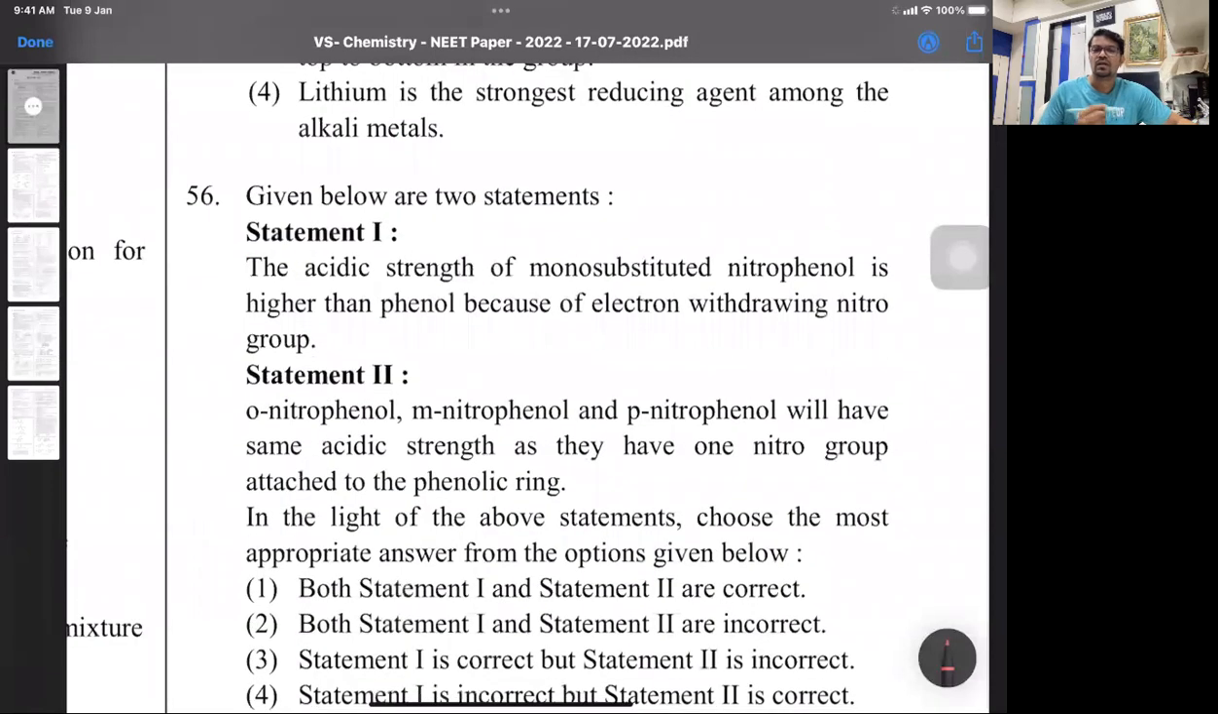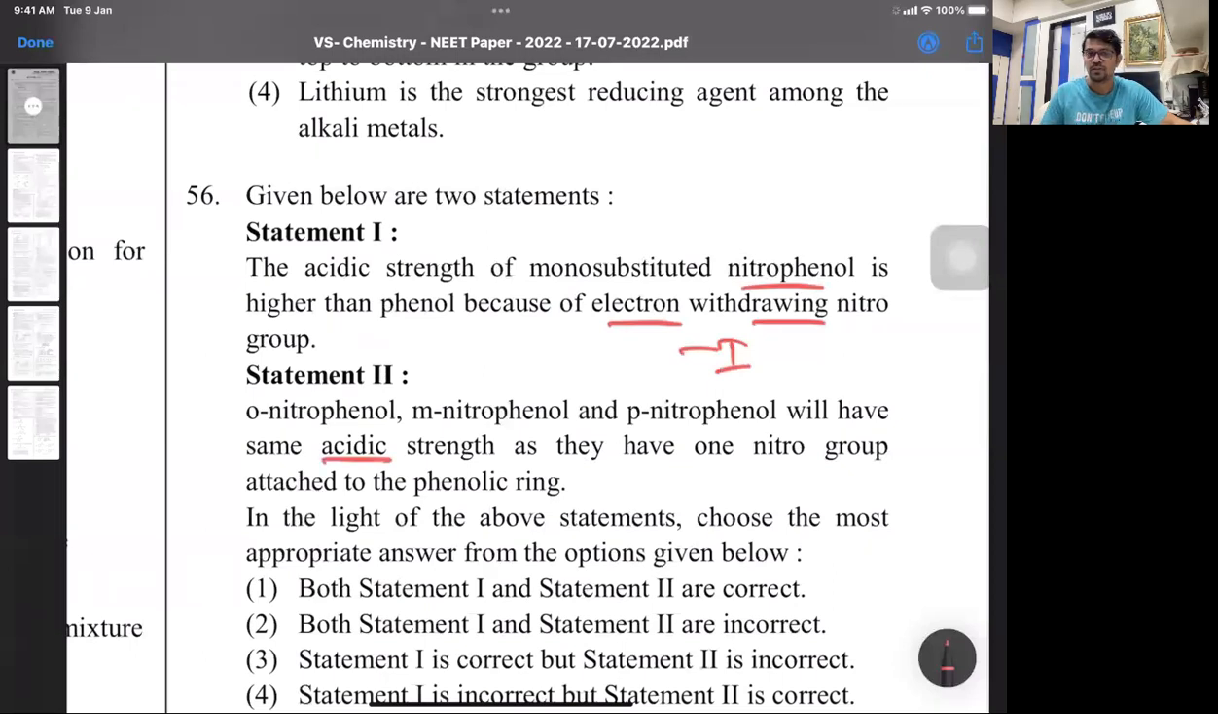again, two statements. The acidic strength of mono-substituted nitrophenol is higher than that of phenol because of electron withdrawing nitro group. That's correct, because more the presence of group showing -I effect, we say in phenols, the acidic strength increases, and group showing +I effect will decrease the acidic strength. Second, it says ortho, meta and para-nitrophenol will have the same acidic strength.